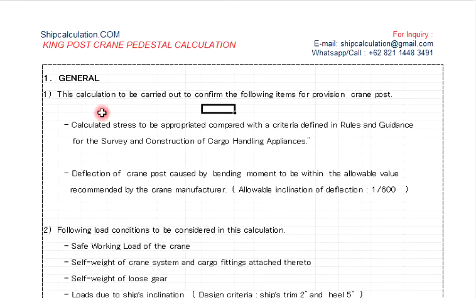Okay, in general, the calculation to be carried out covers the following items for the crane post. Calculate stress to be appropriate in conformity with the criteria defined in the rules and guidance for the survey and construction of cargo handling appliances. The deflection of the crane post caused by the bending moment is to be within the allowable value recommended by the crane manufacturer. The allowable inclination of deflection is 1 divided by 600. So this is the allowable, you cannot go more than that.